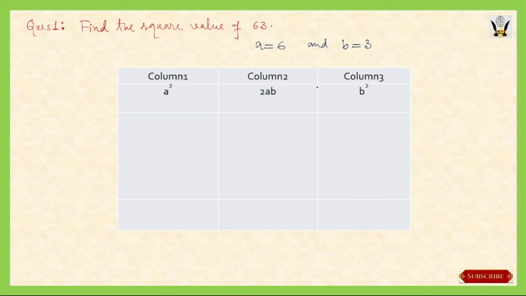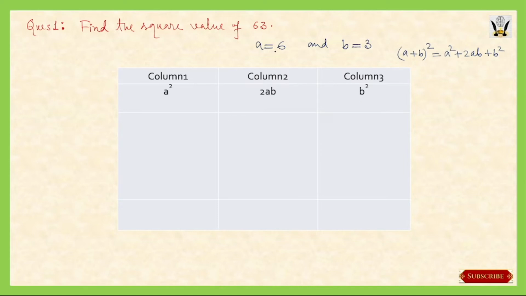Now, in the next step, we will use an important identity for the column method: (a plus b) whole square is equal to a square plus 2ab plus b square. All of us are well aware of this identity. Under the first column, we will keep a square. Under the second column, we will keep the middle term 2ab, and under the third column, we will keep the last term, b square.